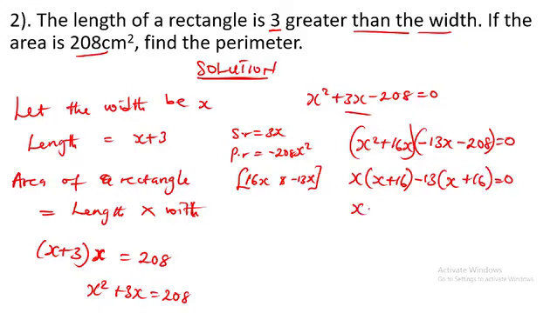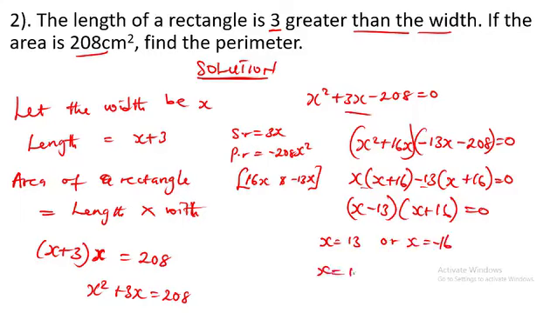So we have x minus 13, that is this x here and this 13, into x plus what? 16. Therefore, x is equal to what? 13. This is equal to 0. Or x is equal to minus 16. So x is equal to 13 and what? Minus 16. And since we are dealing with the length of a rectangle, the answer is positive, not negative.